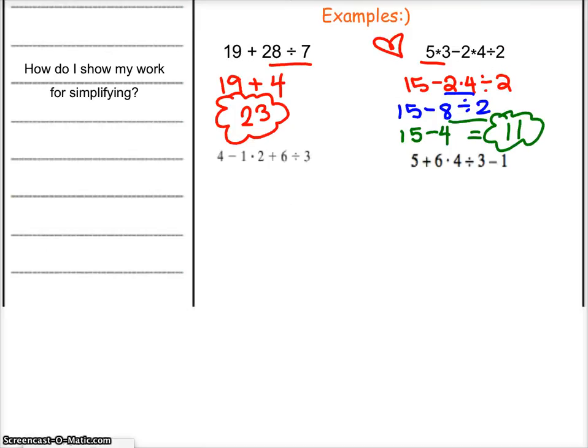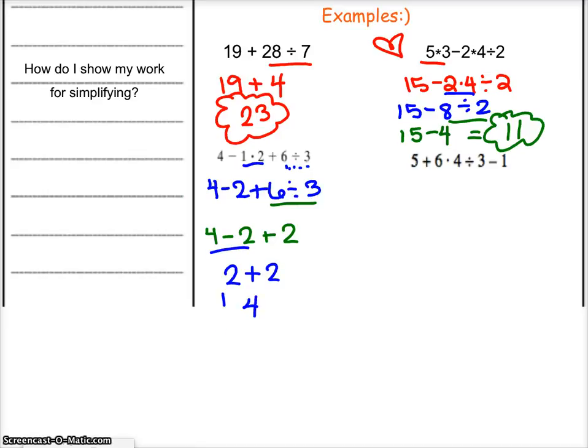All right, so the first thing I'm going to do here, I don't have any grouping symbols. I do have multiplication and division that I need to work through. So I'm going to do my multiplication. 4 minus 2 plus 6 divided by 3. My next most important operation is the division. So 4 minus 2 plus 2. All I have left is adding and subtracting, so one isn't more important than the other. So I'm just going left to right. 4 minus 2 is 2, plus 2 is 4.